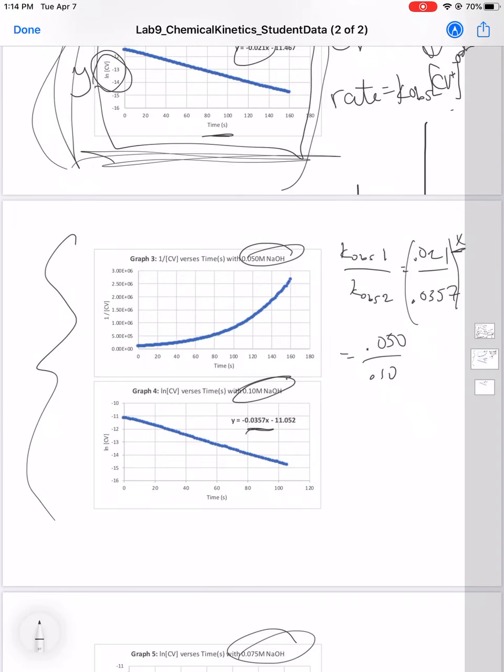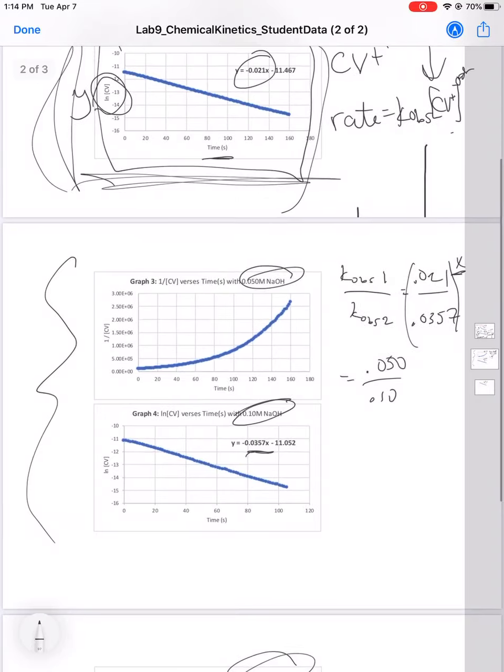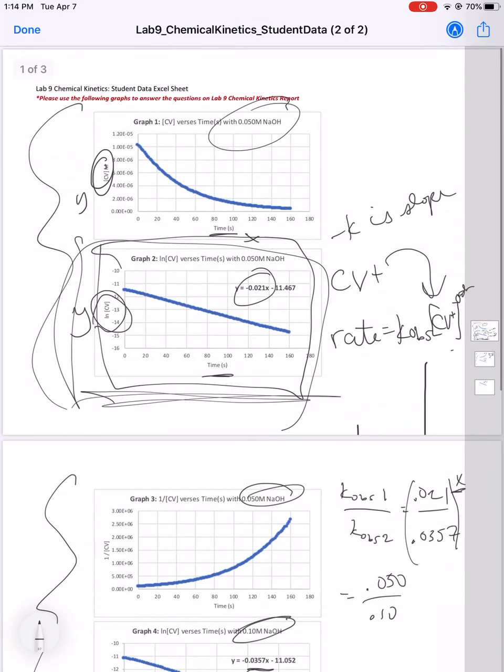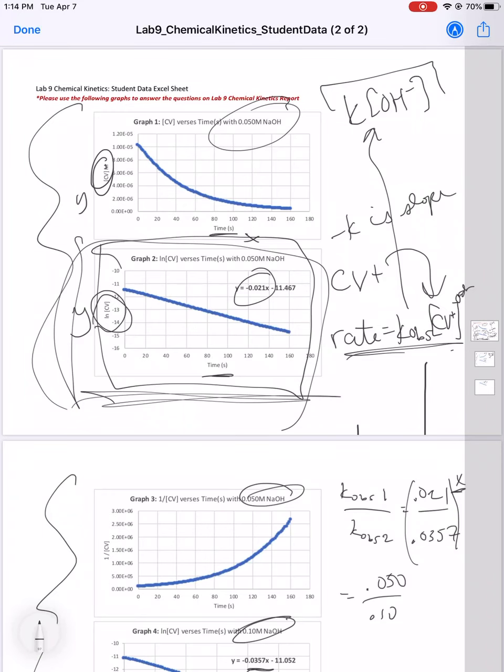And so that's how you can find the orders of the reaction with respect to both the CV+ and the OH-, since basically we're grouping this k observed as being the concentration of OH- times k. We're just grouping that as one.